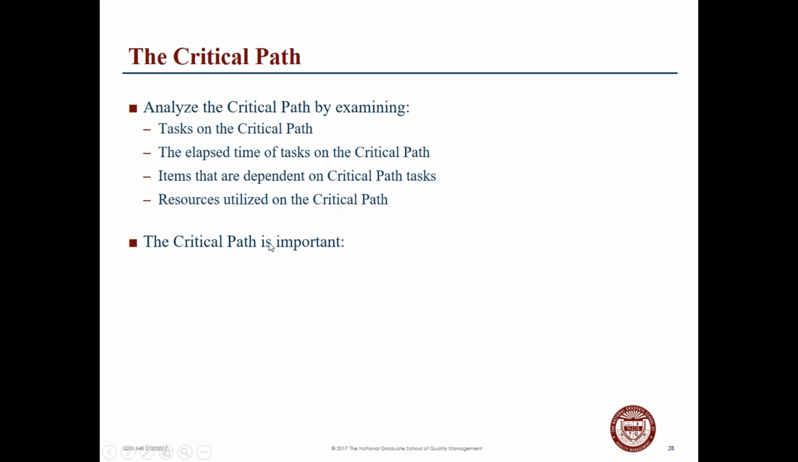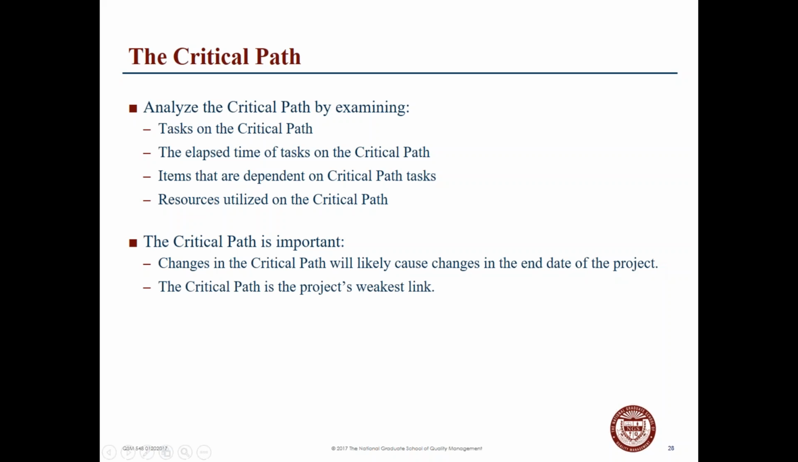So when we focus in on this, what's the most important part? Changes on the critical path will most likely change the end date of the project. It's considered the weakest link of the project. Everything else is dependent upon it. You need to understand the critical path to be able to manage it appropriately.